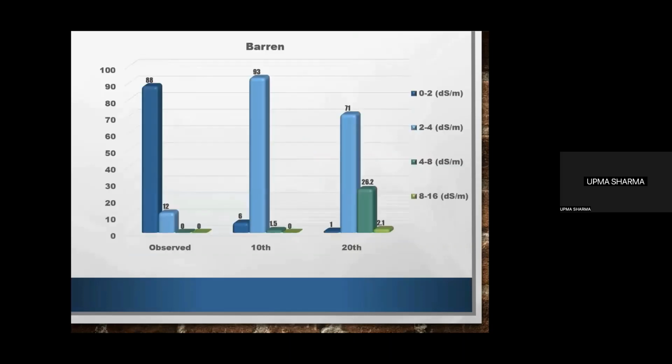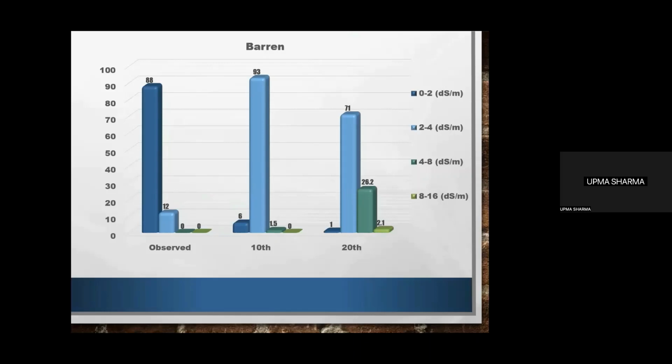Next, we have graphically presented the observed, 10th and 20th year predicted data. So we can see that in the observed year, 88% of the area is under the non-saline part, while in the 10th year it has decreased, and further in the 20th year it has come to 1%, while the low saline section has increased from 12 to 93%. Then in the 20th year it has decreased to 71%.